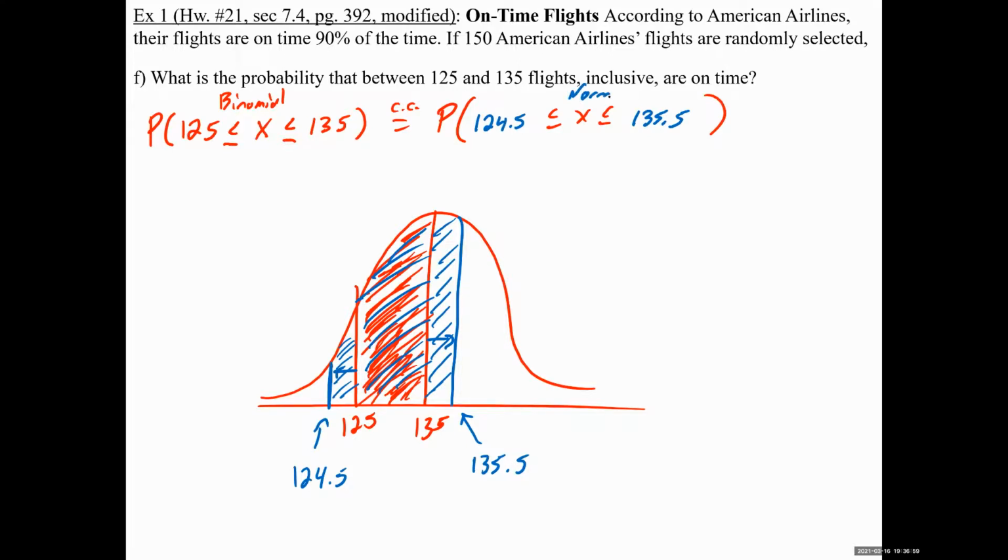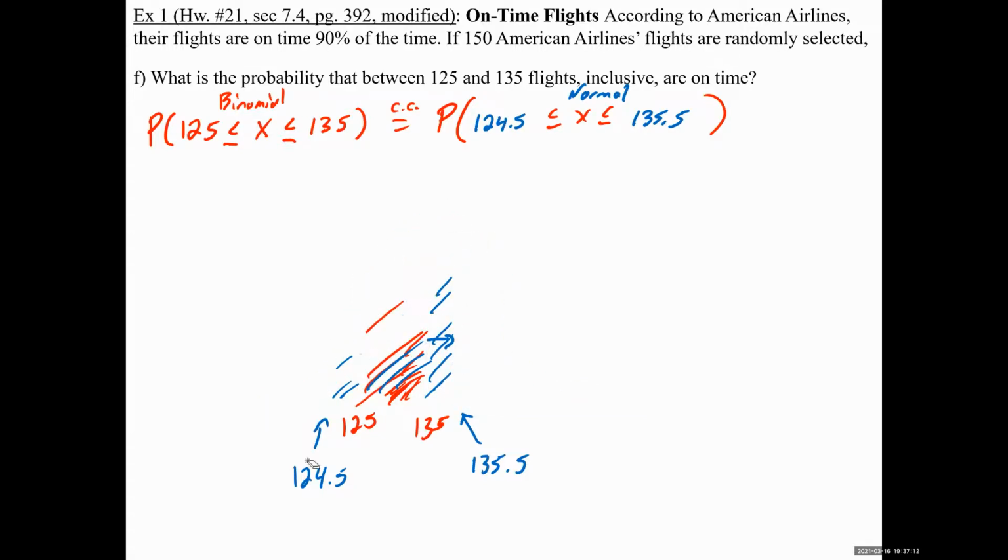And now write the word normal. After you do continuity correction, we treat the variable like it's normal. And now we'll do a z transformation. Any questions? So now let's go ahead and do the z transformation.